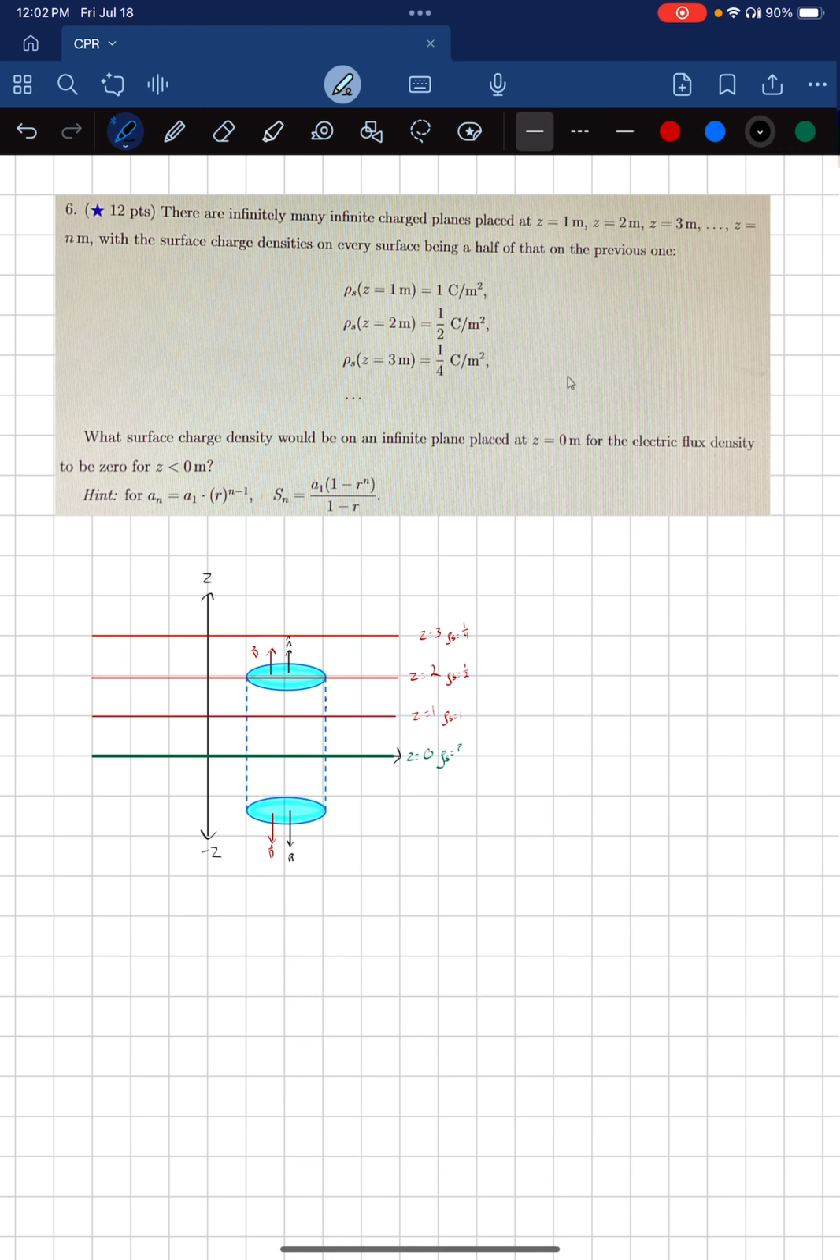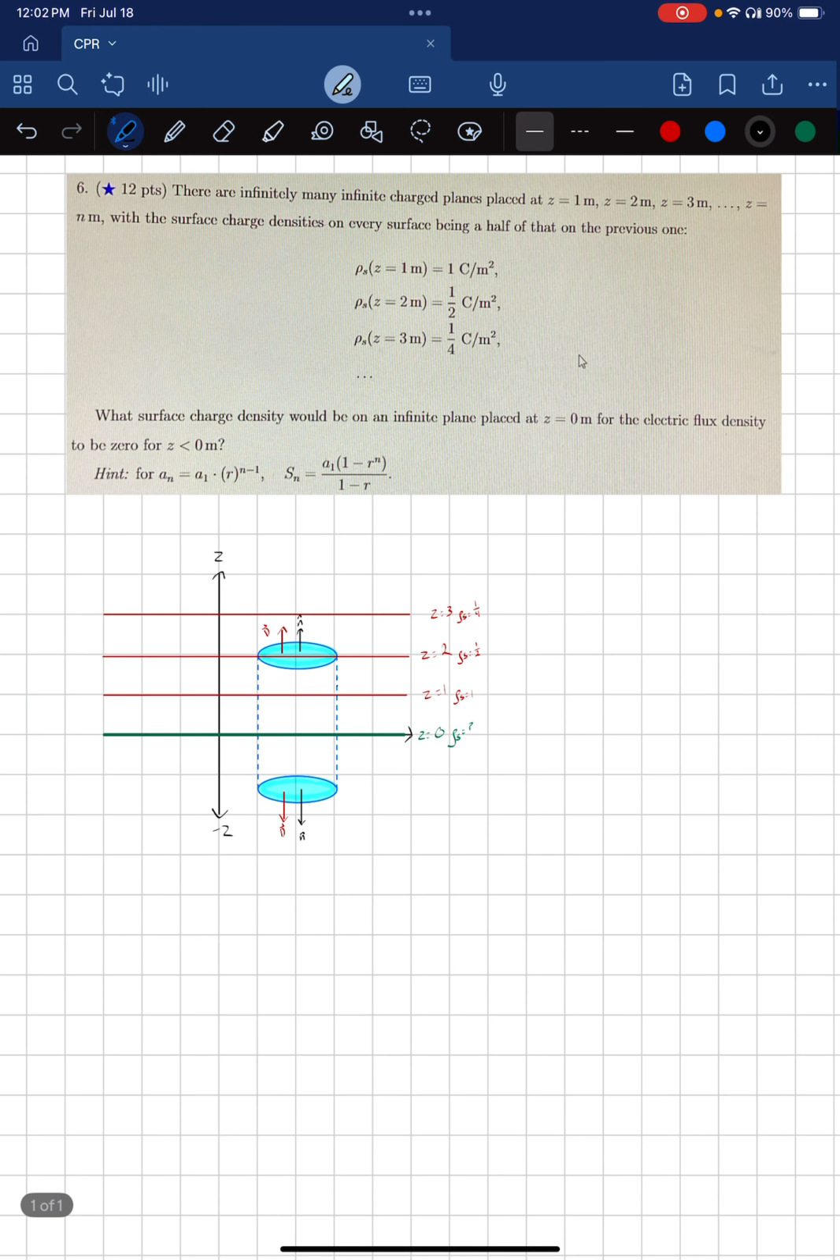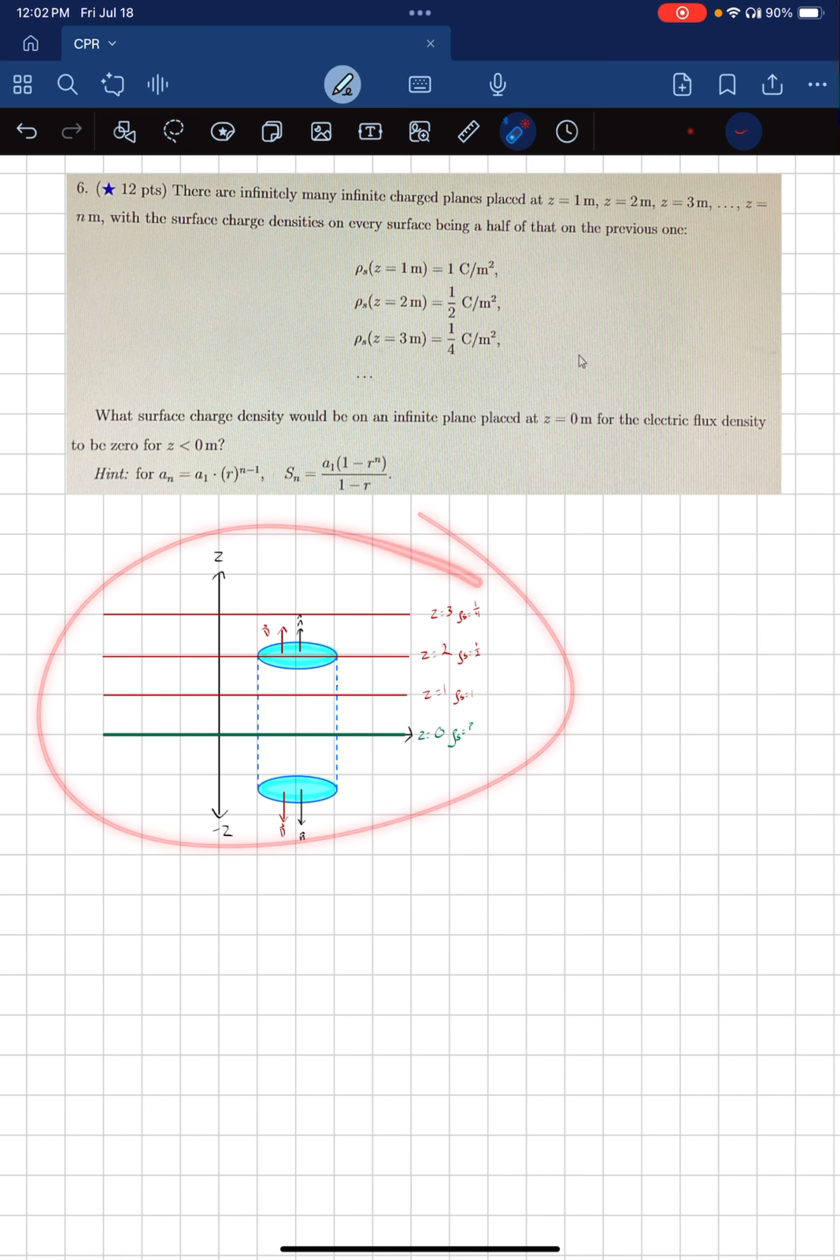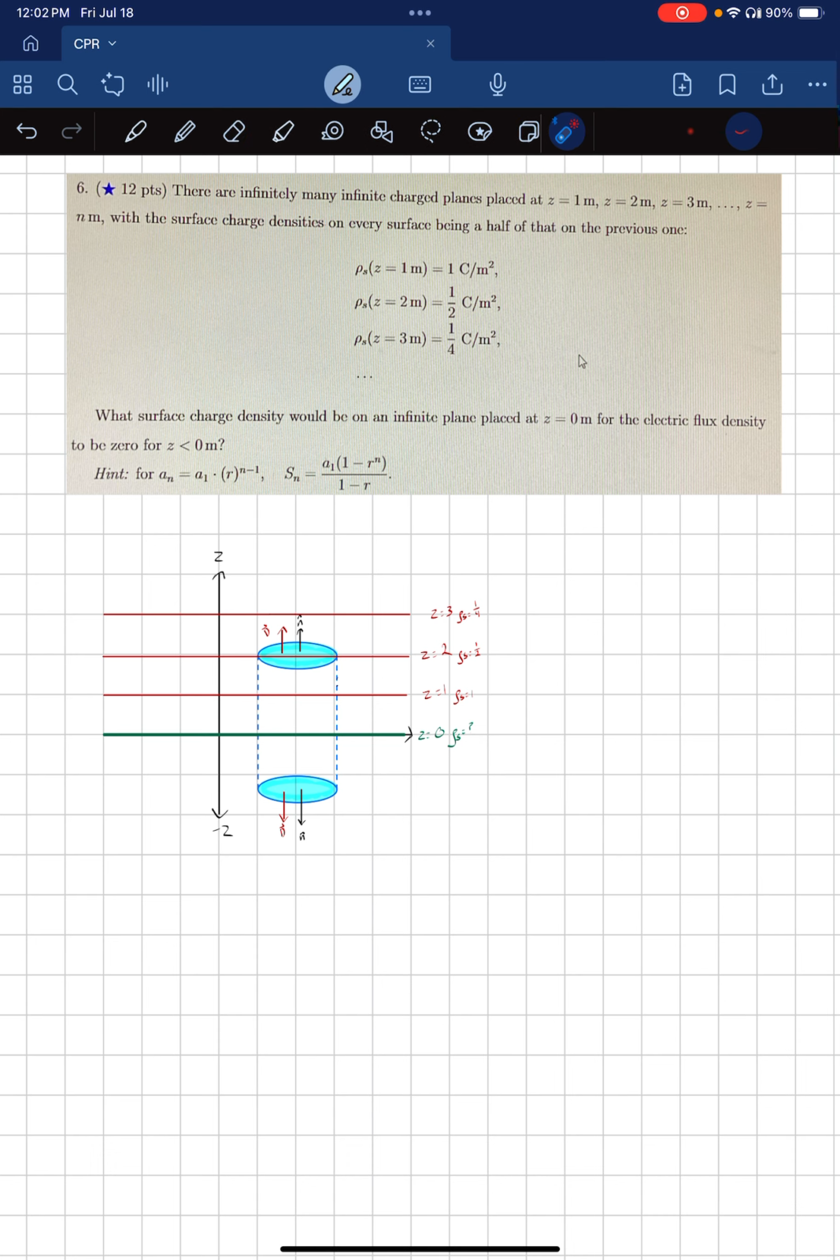The question I'll be going over is question 6. There are infinitely many infinite charged planes placed at z equals 1, 2, 3, and to the nth meters, with the surface charge density on each surface being half of that on the previous one, and that is shown right here. I've illustrated that in my drawing as well. The question is, what surface charge density would be on an infinite plane placed at z equals 0 meters for the electric flux density to be 0 for z less than 0 meters?